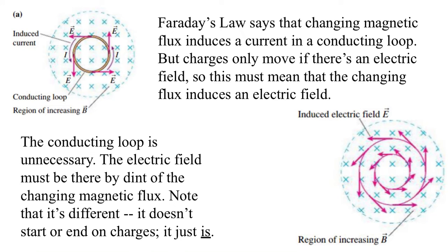Faraday's law says that the changing magnetic flux induces a current in the conducting loop, but charges only move if there's an electric field. So this must mean that the changing flux induces an electric field. And that's what's sort of illustrated in these two little pictures.